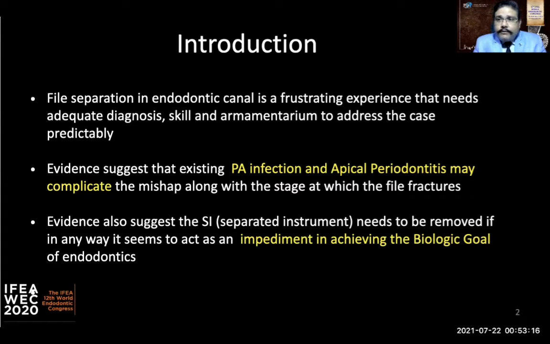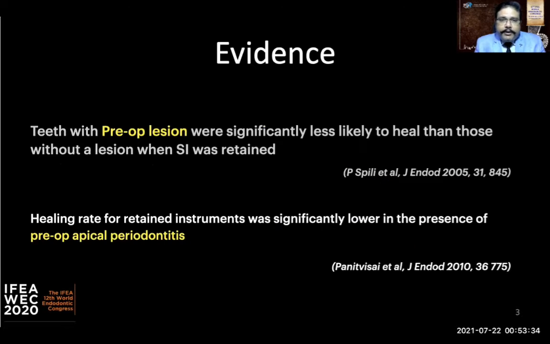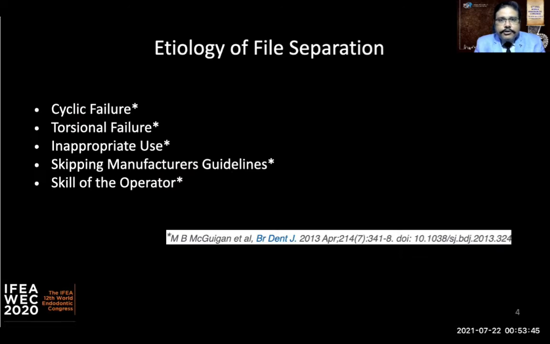Evidence has proved that pre-existing periapical infection, apical periodontitis, may complicate in the case of an existing separated instrument. Evidence also reveals that if the separated file acts as an impediment and makes the achievement of the biologic goal difficult, then it needs to be removed. These are the two evidences which prove that preoperative lesions and preoperative apical periodontitis can complicate if the separated instrument is retained. Now, how does file separation occur?